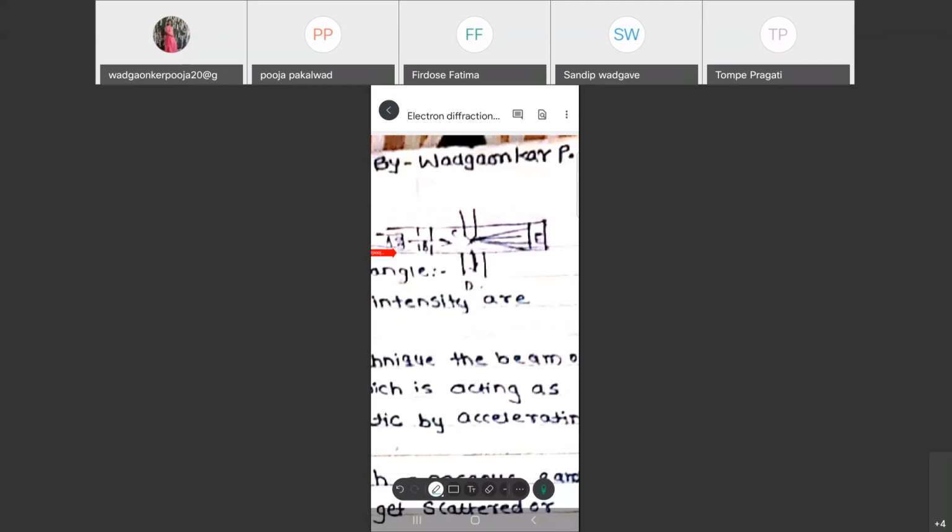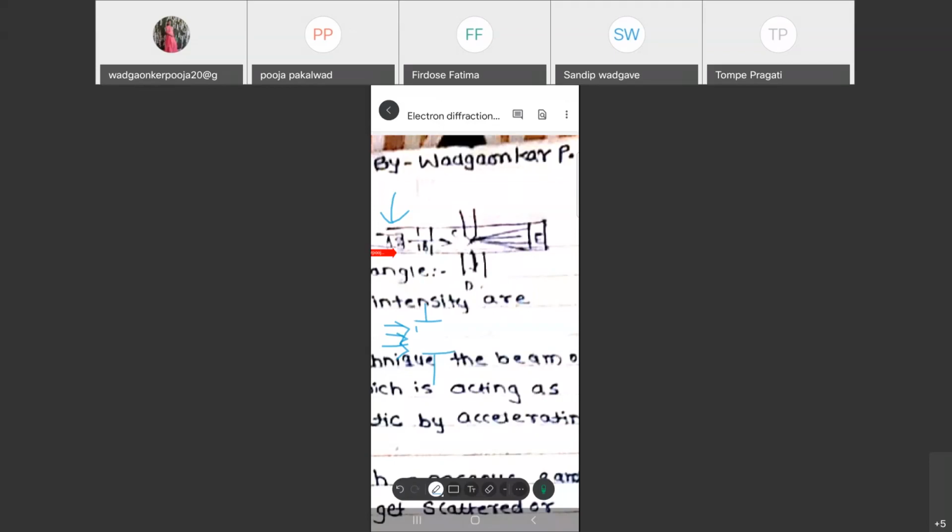See, suppose this is the source of your electrons. Now your electrons are passing like this, and from that you can pass the electrons through that slit.